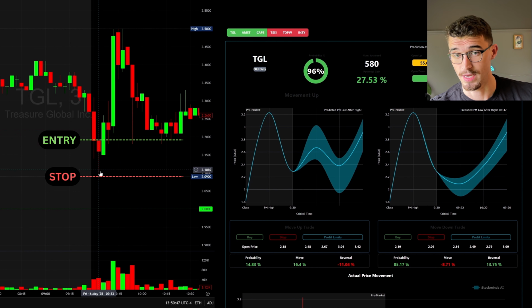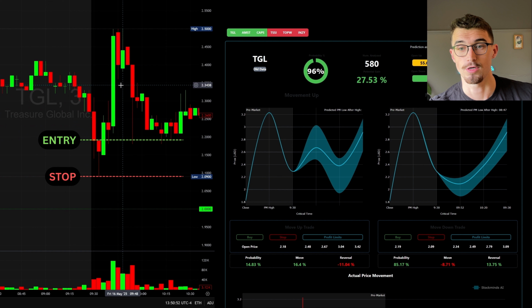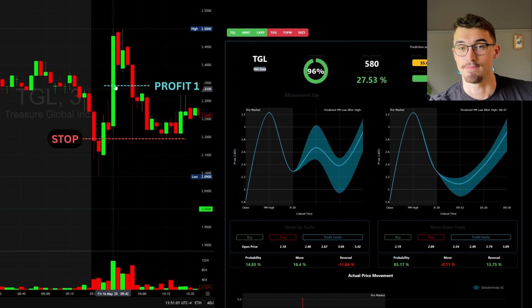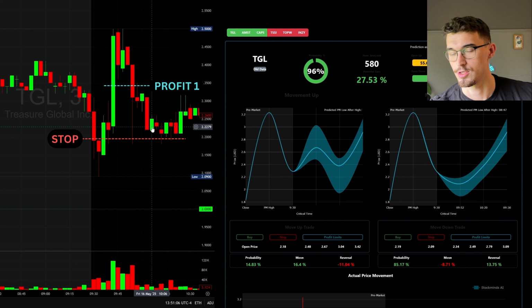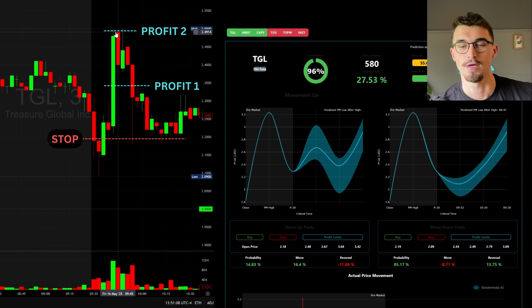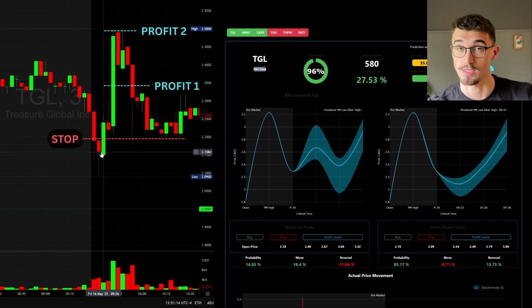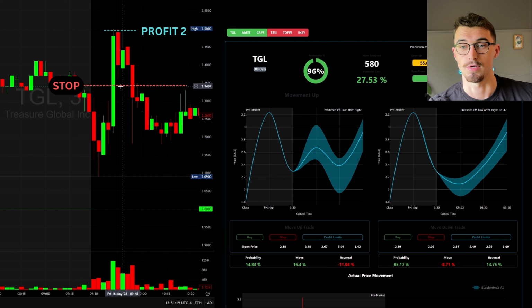It didn't come down to the stop loss. It ended up hitting 234, so it hit profit 1. That's when you would raise your stop loss up to what you bought at. So you would raise it up to 219, and then it came up to 250. So it hit 249, so it hit profit 2, and then it came back down. If you raised your stop loss again up to profit 1, you would have your stop loss at 234, and it would have stopped out here.